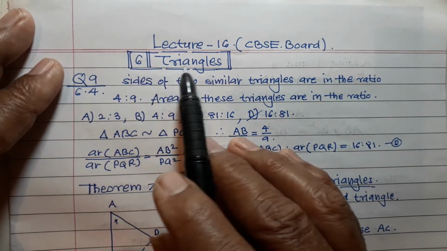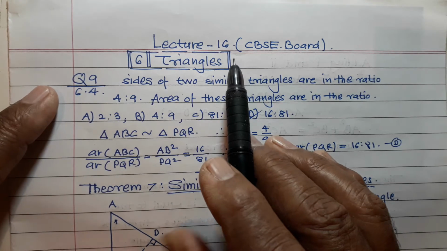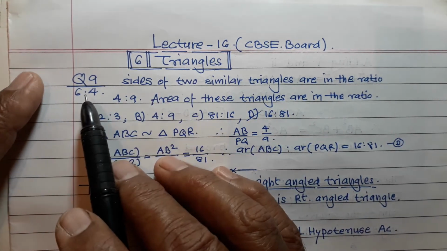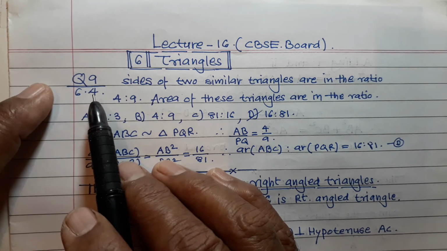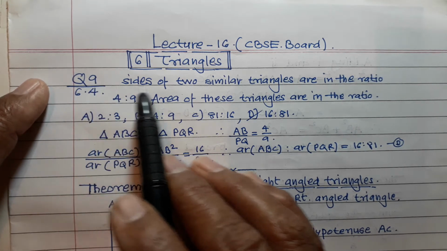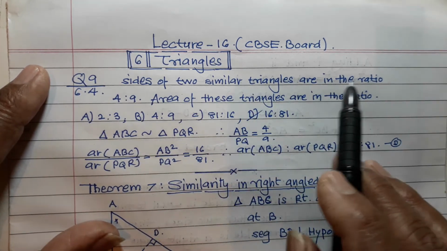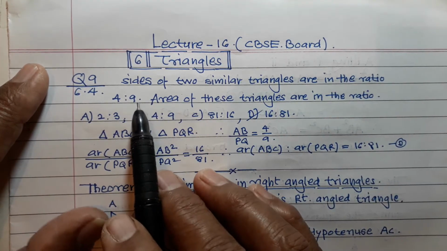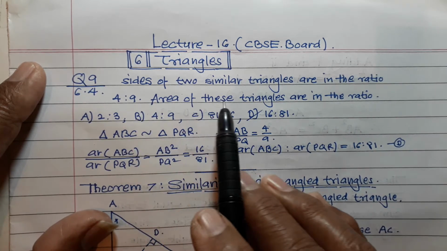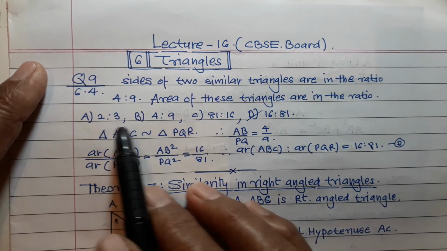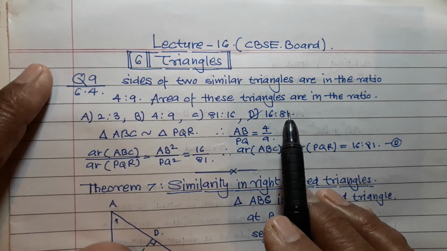Chapter number 6, Triangles. In this lecture, I am going to explain some examples from exercise 6.4, question number 9. The sides of two similar triangles are in the ratio 4:9. The areas of these triangles are in the ratio. Now here some options are given.